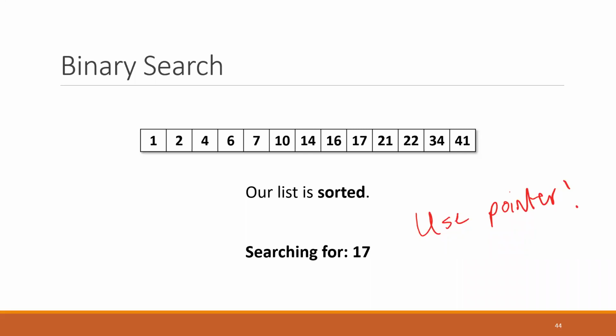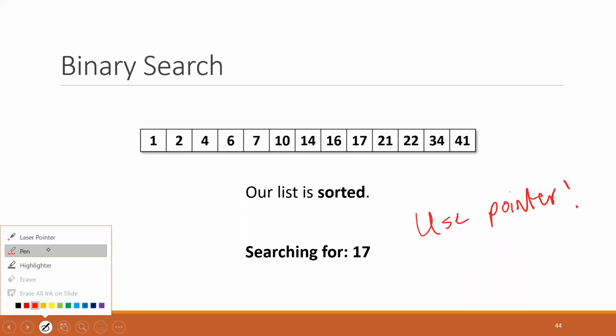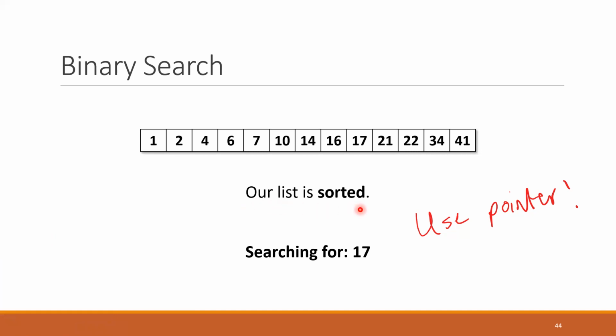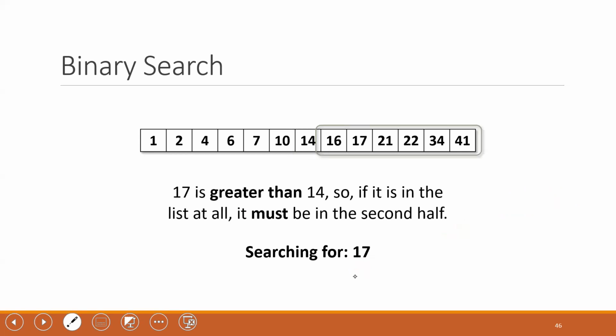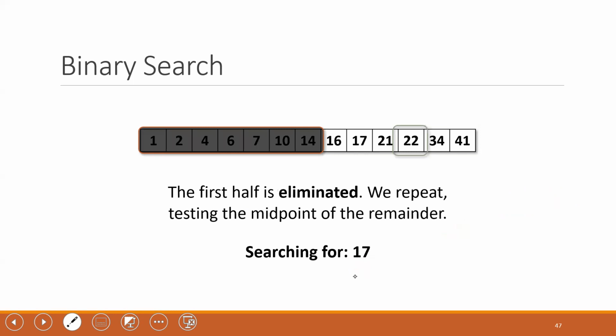Let's say we have a sorted list, and then we want to search it, and we're searching, for instance, for 17. So we start by looking at the midpoint, and we see that the midpoint is 14. Well, 14 is less than 17, which means that 17 has to be to the right of 14. And that means we get to ignore all of this part of our list.